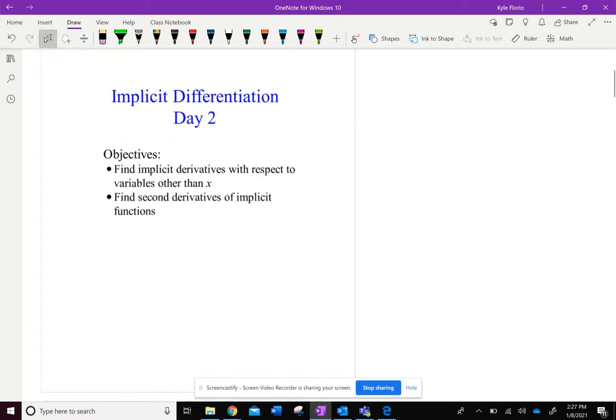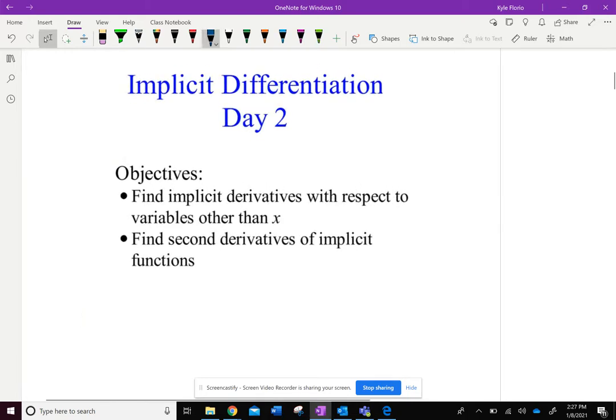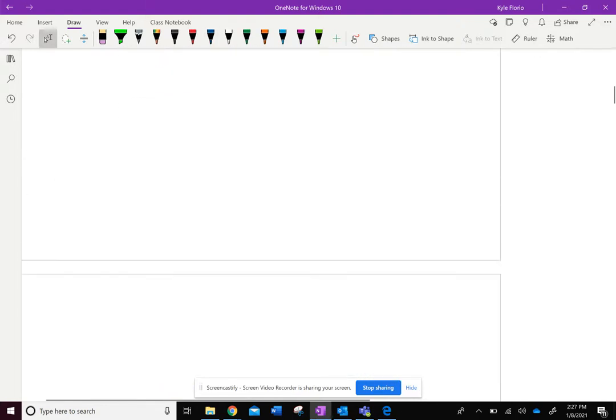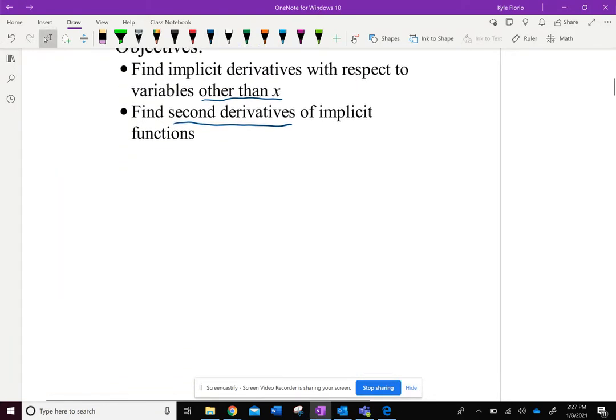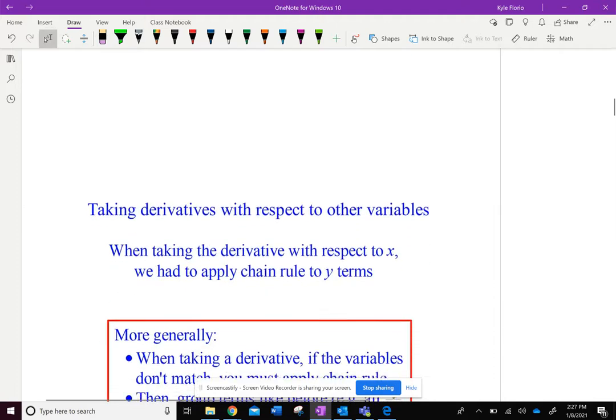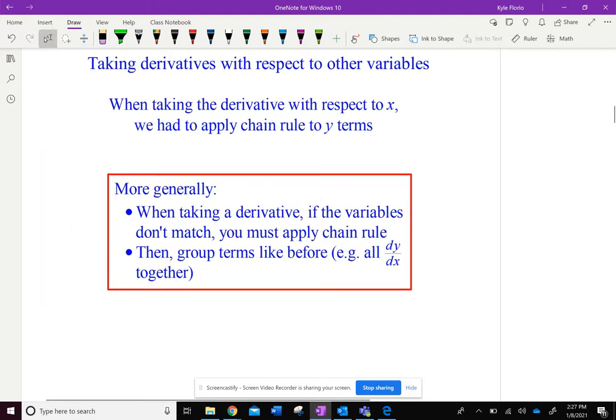We're going to build on what we started doing last class. We're going to find derivative functions with variables other than x, so with respect to y or with respect to something else. And then we're going to also work on finding the second derivative of these implicit functions. This is stuff we're going to build on in the next section where we do some related rates problems. So that's where this is all going.